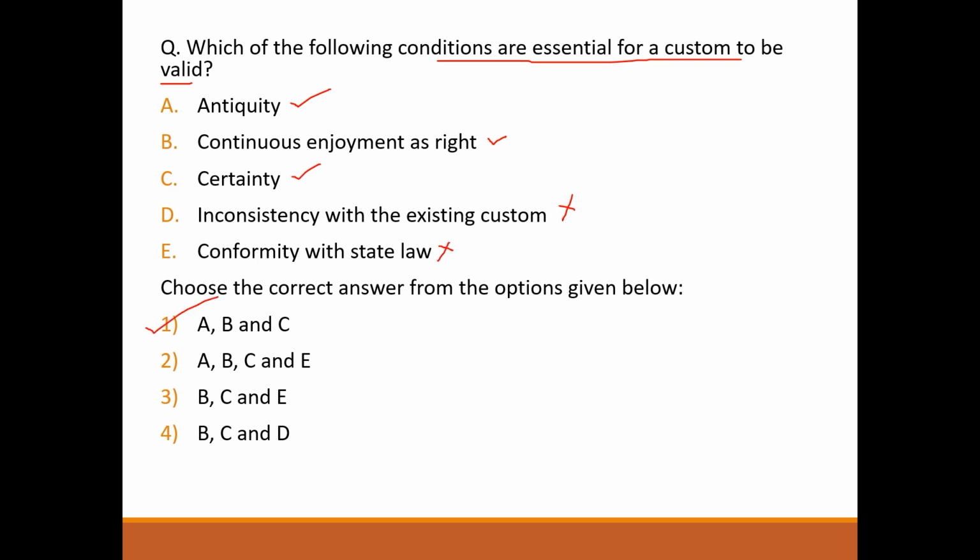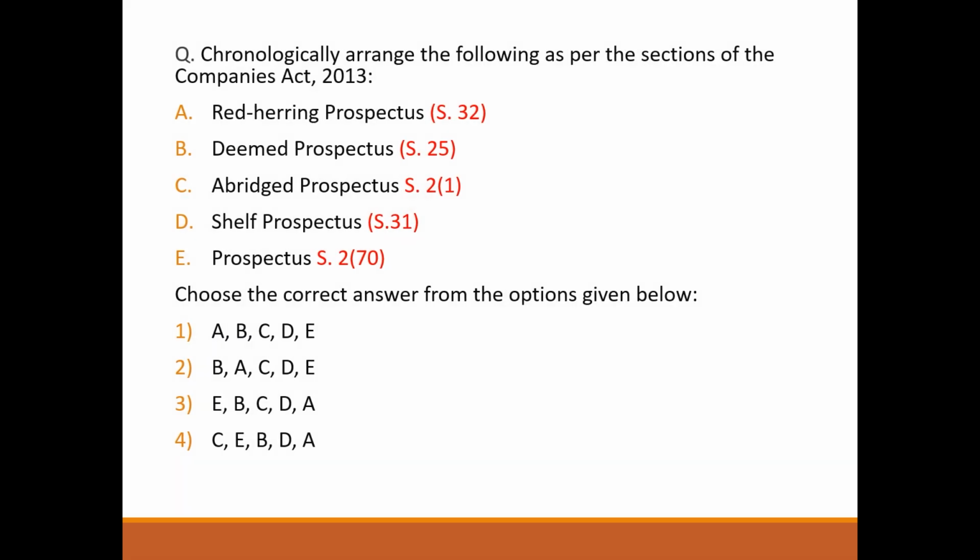Next question. Chronologically arrange the following as per the sections of Companies Act 2013. Red herring prospectus, section 32. Deemed prospectus, section 25. Abridged prospectus, section 2, clause 1. Self prospectus, section 31. Prospectus, section 2, clause 70. So answer will be option number 4.